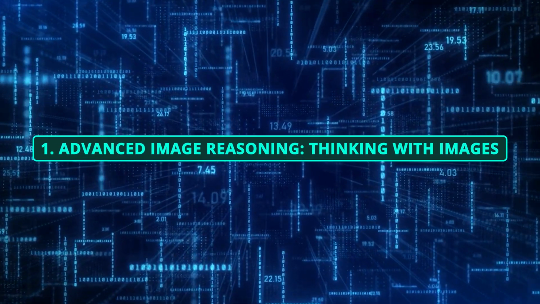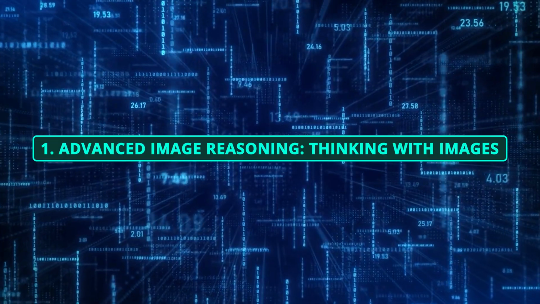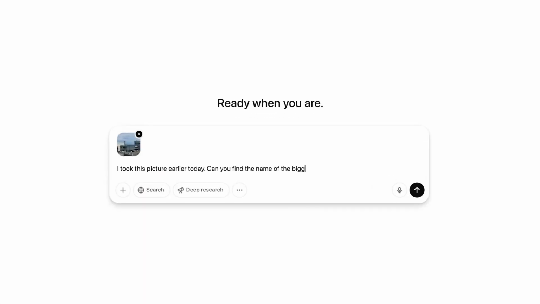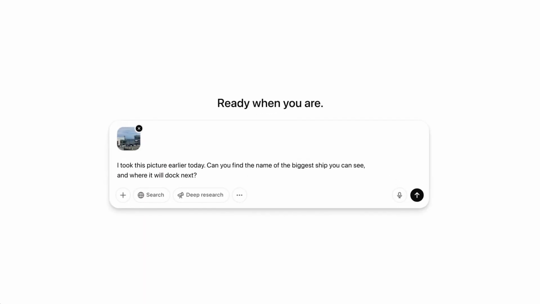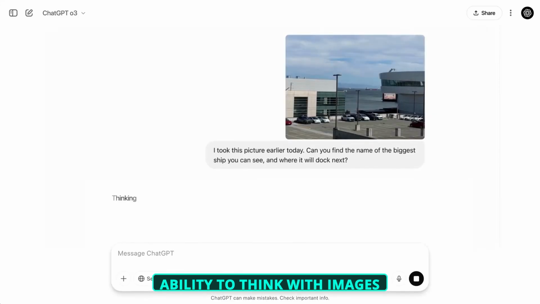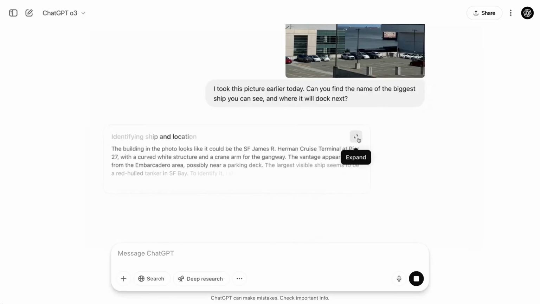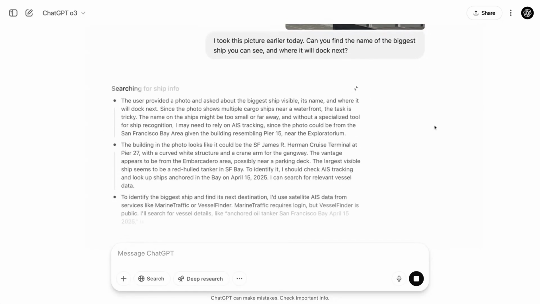1. Advanced image reasoning, thinking with images. One of the first things that blew me away with O3 was its ability to think with images. It's not just looking at an image and recognizing objects or shapes. It's analyzing, interpreting, and reasoning based on what it sees.